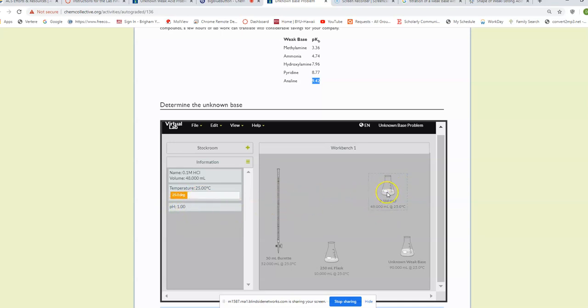What did you put in the flask that you got? You put 10 milliliters? Yes, I put 10 milliliters of my unknown weak base. Oh, okay. That's fine. Thank you.